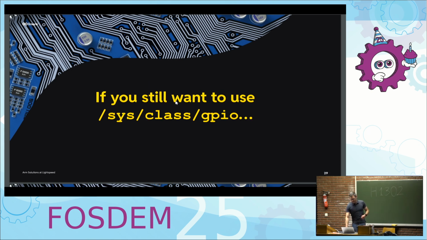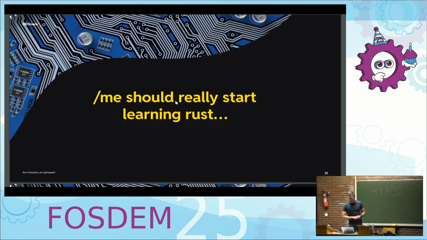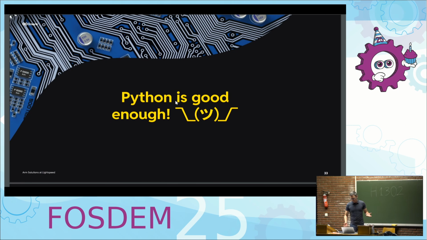So I thought that if you really cannot be convinced to change, you really want to keep using sysclass GPIO, do you really care whether the code for that runs in the kernel, or would you be okay if it ran in user space? So that idea occurred to me when I was looking for a project to learn Rust, and I figured that I need something that will be useful, that will keep me motivated to actually do a good job. And I figured that I will write an abstraction layer for sysfs in Rust in user space. And then I started looking at Rust because this was my first experience with it, and I figured that, yeah, Python is good enough, right?